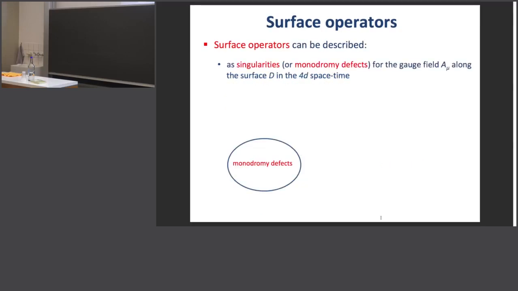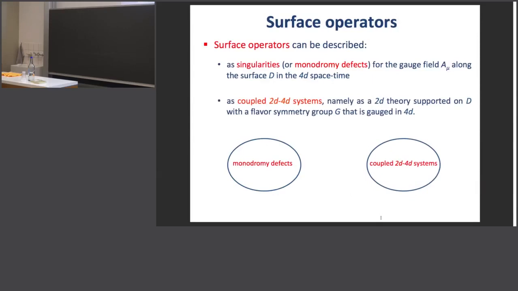So, as I was saying, there are two ways, for my purposes, to discuss these surface operators. One, which I call the description as a monodromy defect, in which I assign the singularities of the various fields, in particular for the gauge field, around the defect. And the other is to study the coupling of additional degrees of freedom that are present in two dimensions, which are non-trivially coupled with the bulk four-dimensional theory.